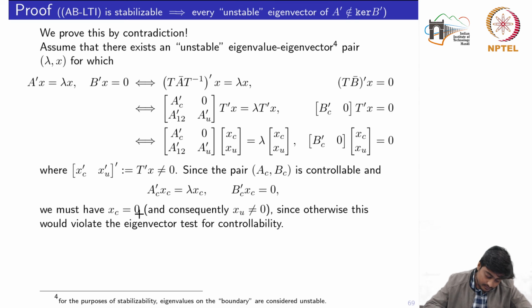Now note that here in this equation we have xc and xu. Xc and xu is not equal to 0, right? And we already know that xc is equal to 0. It means that xu should definitely be not equal to 0, right? Therefore, consequently xu is not equal to 0, because the complete vector itself is not equal to 0. Otherwise this would violate the eigenvector test for the controllability, right?